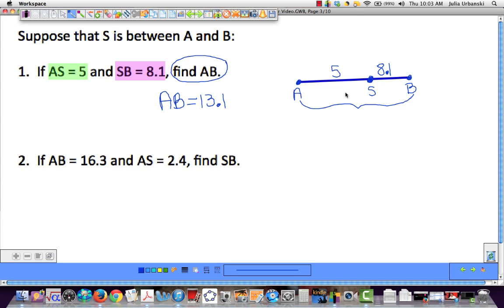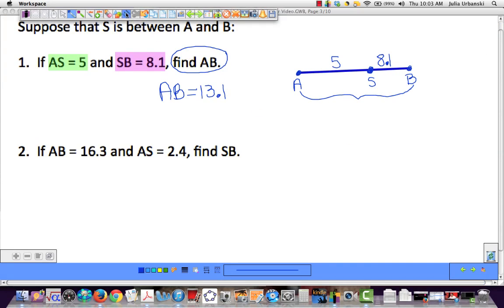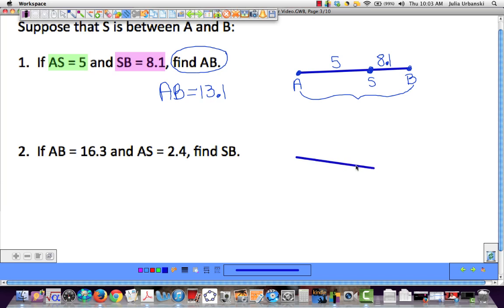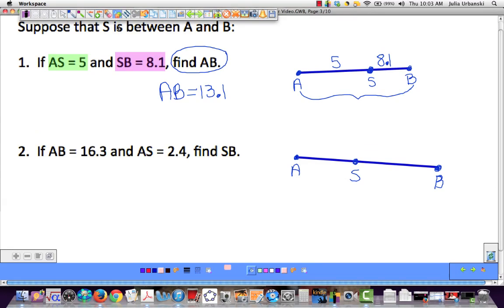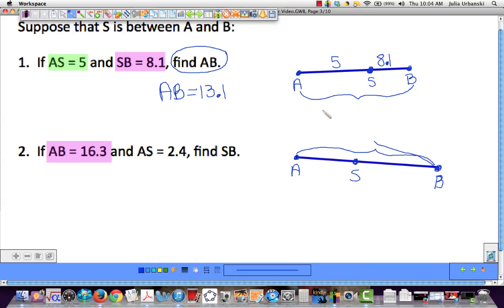All right, but it's not always that easy. You have to draw the diagram in order to figure out exactly what you're supposed to do. So for this next one, it says that S is still between A and B. So draw a different diagram. A and B are the endpoints. Here's A, here's B, and S is between them. So S can be anywhere. It doesn't have to be the exact middle. Put in your given information. This time it's different. AB is 16.3. That's from A all the way to B. So go from A all the way to B. The whole segment is 16.3.